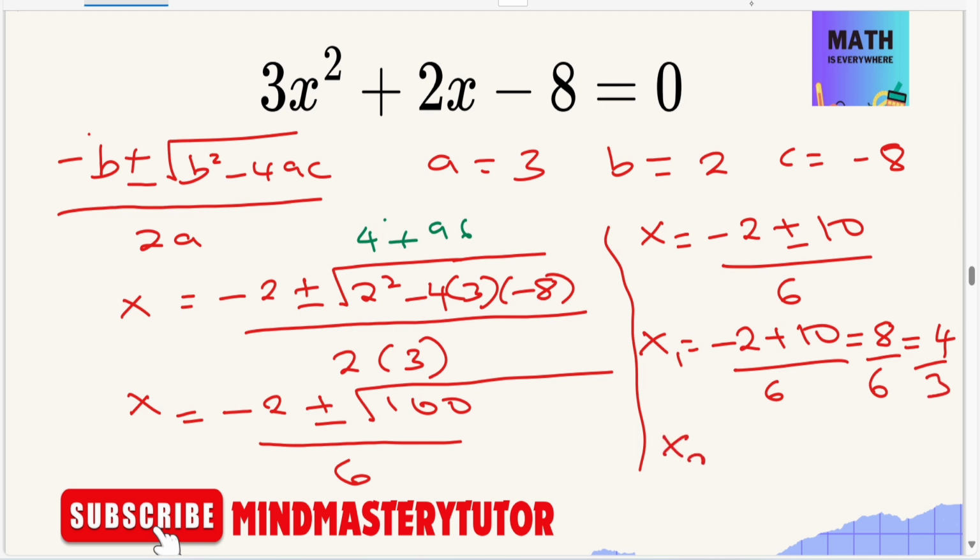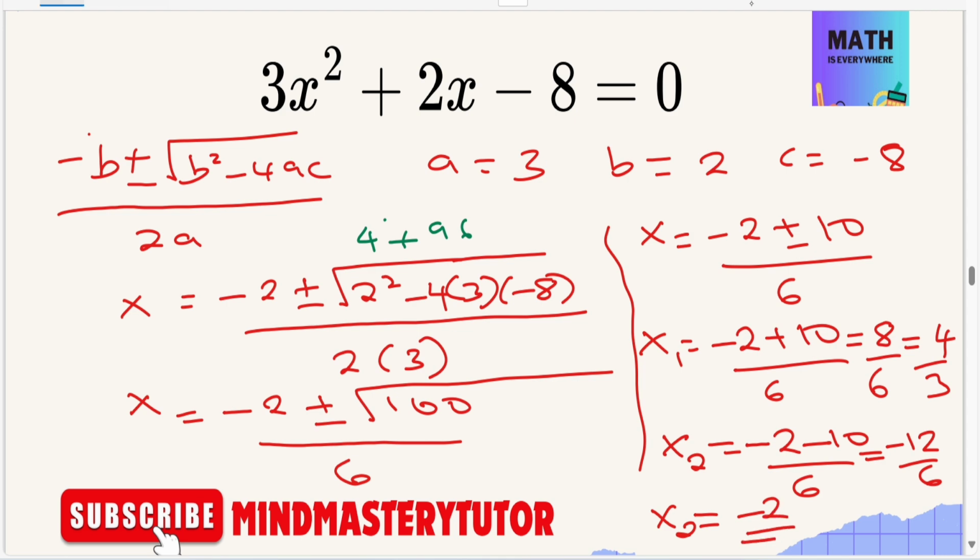The second, x2, now we will change to positive, we will use negative for 10. So minus 2 minus 10 divided by 6. So therefore you have minus 12 divided by 6, and your other x2 is equal to negative 2. Okay, so those are your two answers. So for the answer, this one is your first answer, and this one is your second answer.